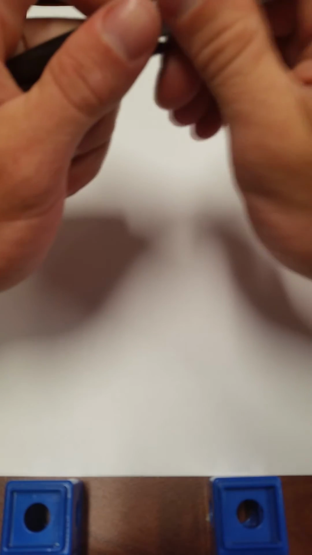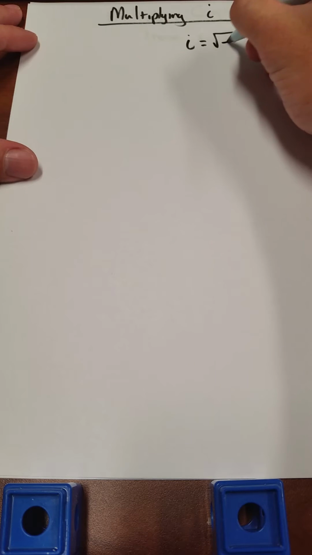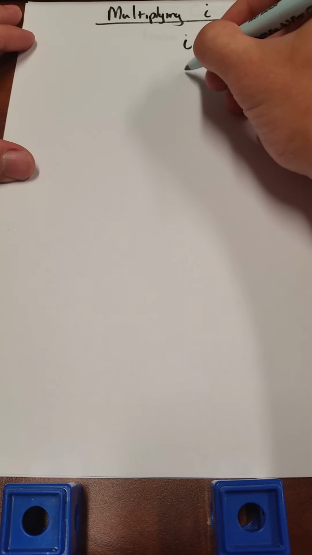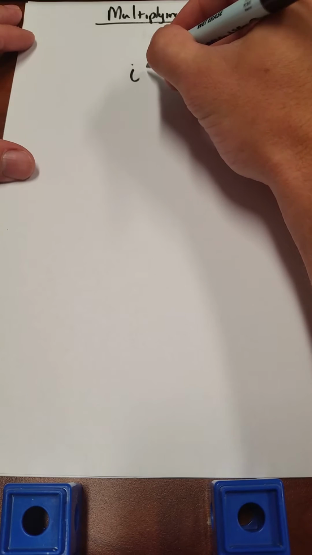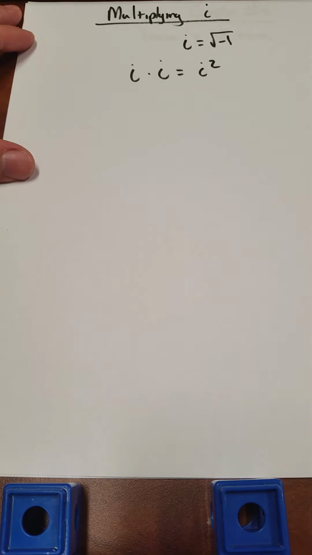Before we start multiplying complex numbers, we need to understand how to multiply i. And we've had this concept of i is equal to the square root of negative 1. Okay? And I'm going to build upon that. So we need to figure out what i times i equals, which is i squared.